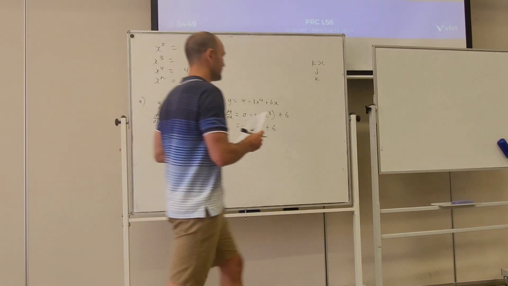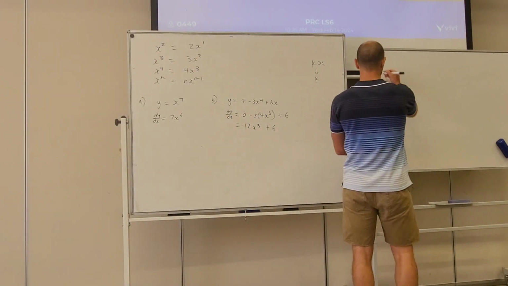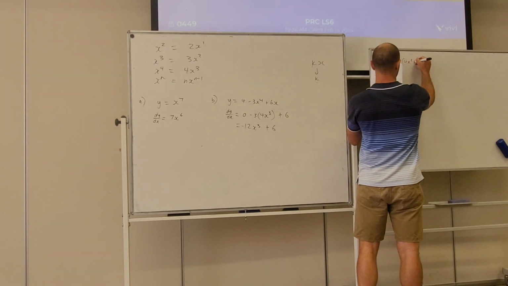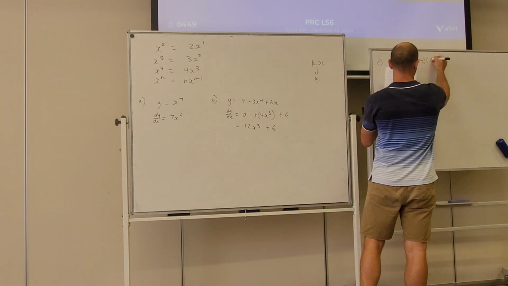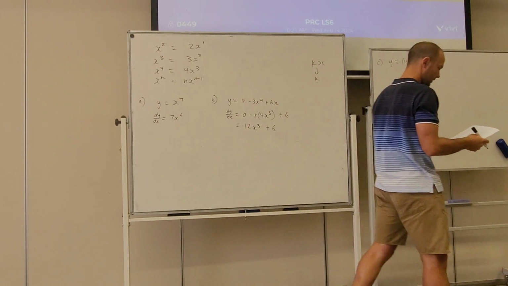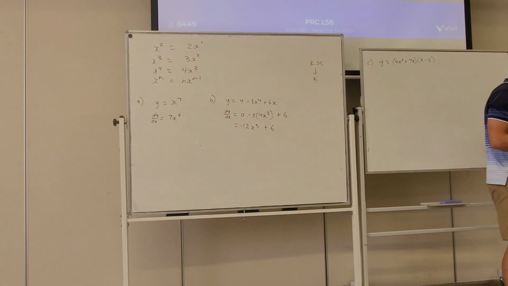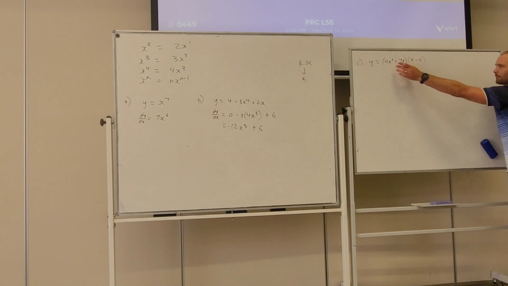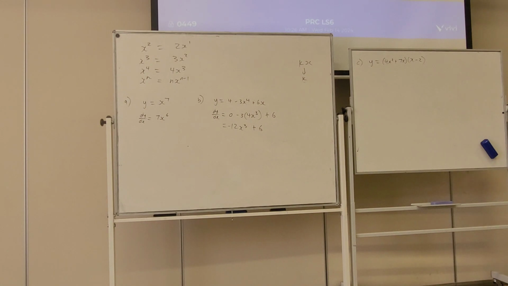All right, on to C. With C, we've got a problem already. We have 4x squared plus 7x multiplied by x take 2. If we check the conditions that we need, it says ensure the function is fully expanded. Here we have one bracket multiplied by another. That won't do. We have to expand it, and then we can differentiate it.